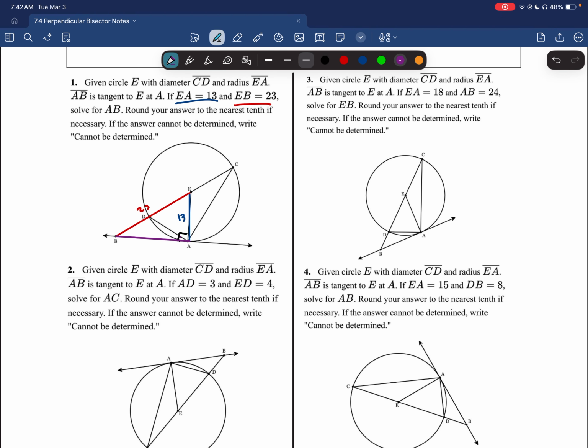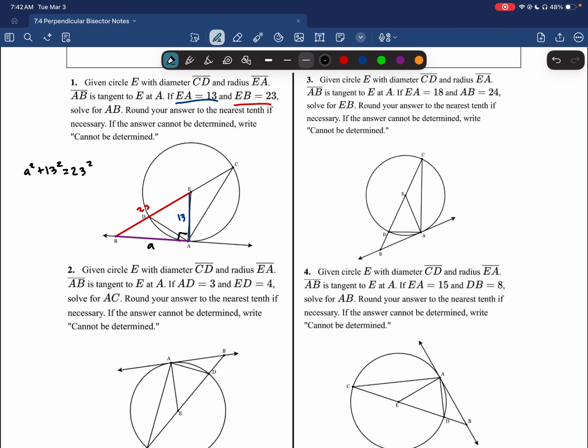Well, I know this is a right angle because we learned that last time. I know this is 13. I know this is 23. And I'm missing one side of a right triangle. I'm going to use the Pythagorean theorem here. This is a leg and this is a leg. That's my hypotenuse. So I'm going to call this A. That's what I'm solving for. And we're going to set up the Pythagorean theorem. So A squared plus 13 squared is equal to 23 squared. Because remember, our hypotenuse is always C.